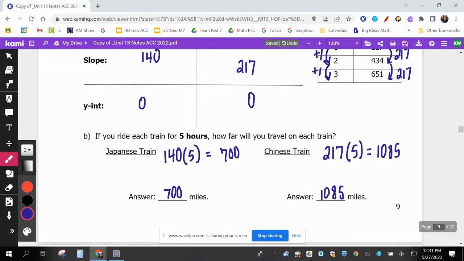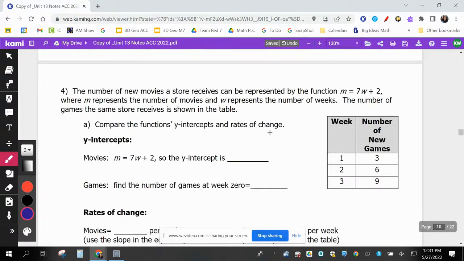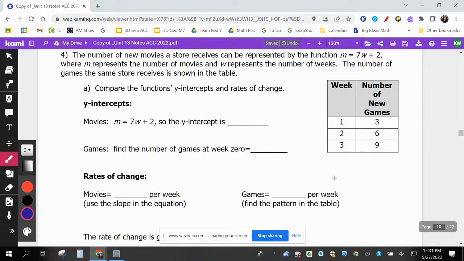All right, next page. The number of new movies a store receives can be represented by the function m equals 7w plus 2, where m represents the number of movies and w represents the number of weeks. The number of games the store receives is shown in the table. Compare the functions' y-intercepts and rates of change. In other words, compare their y-intercepts and their slopes.